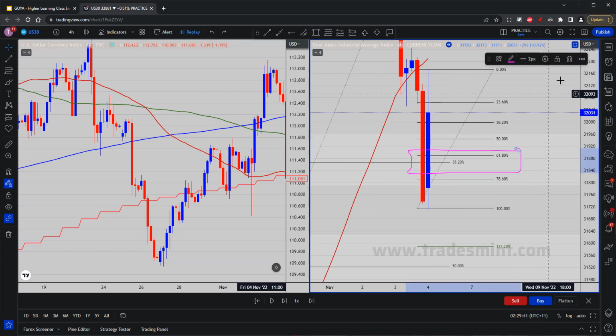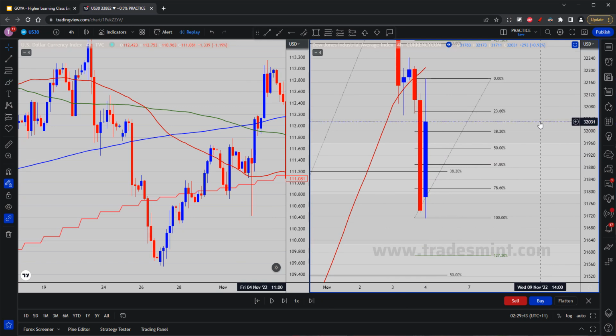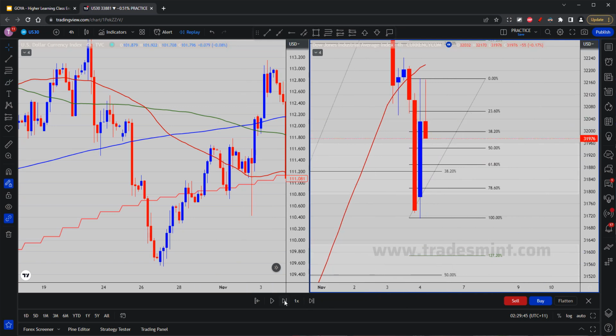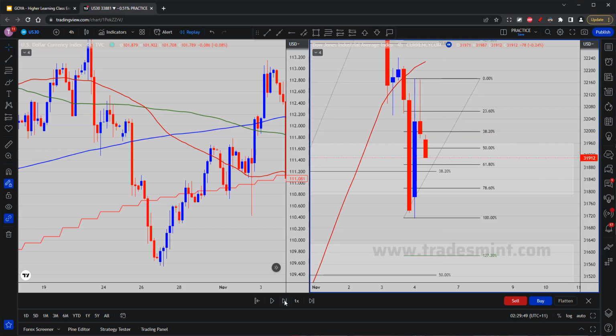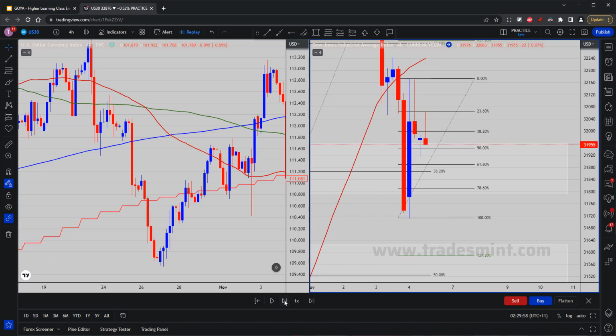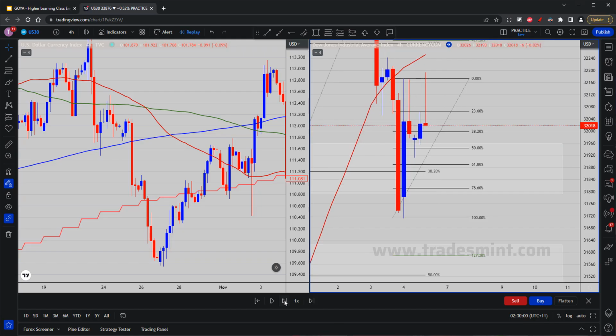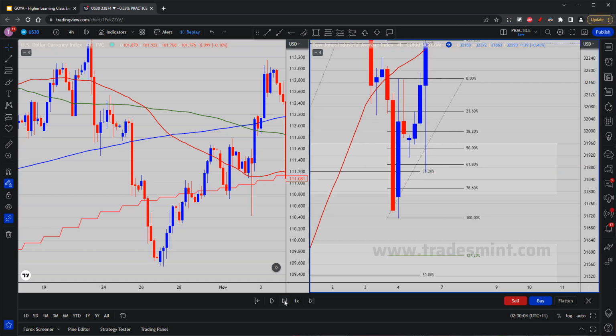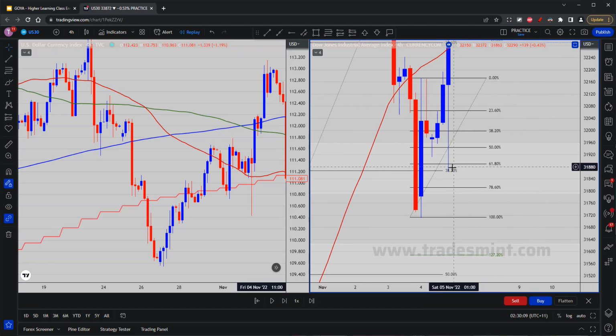So let's see what happens. So market is coming back down, perfect. All right, touches the 50, not quite the 61.8, not quite the 38.2. Let's wait a bit more. Okay, bounces a bit more, goes back up. Okay, and boom, comes back. All right, so this was what I was waiting for.